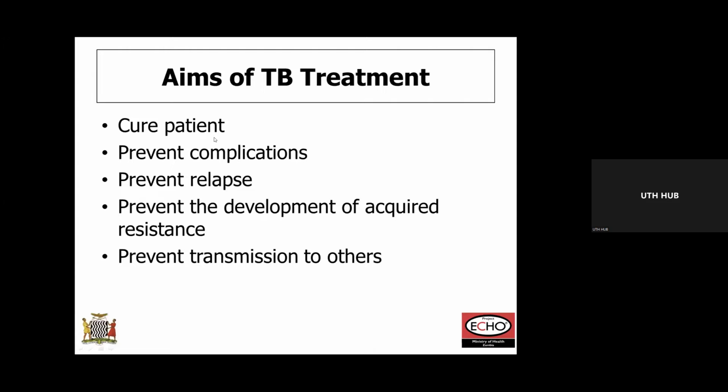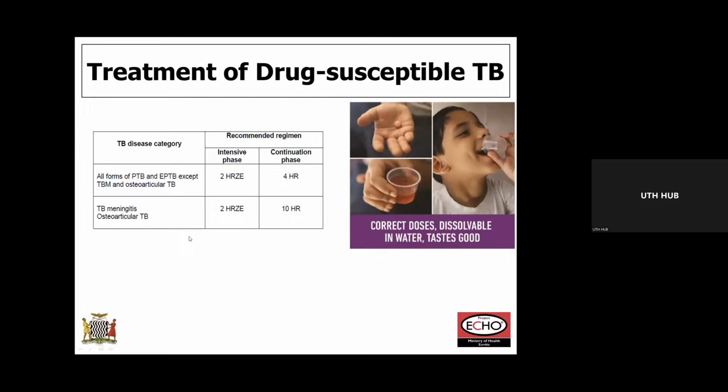We need to prevent complications, prevent relapses, prevent the development of acquired drug resistance. Let's make sure our children are being given the medication at the right time. There's adherence and all those so that we don't have acquired drug resistance. We need to prevent transmission to others. I think these are the 5 aims of treatment of TB in children. They are similar to those in adults.